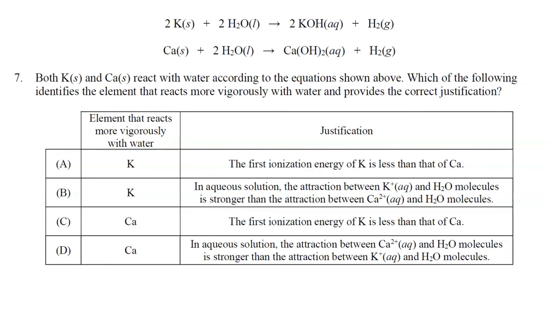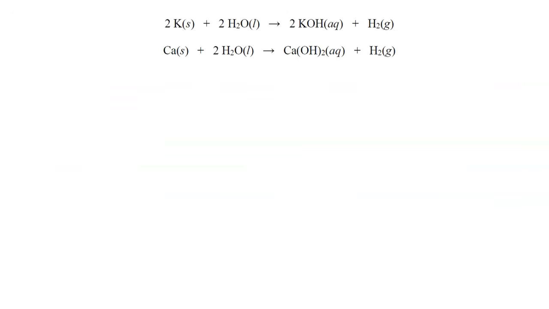So in question 7, it says both potassium and calcium react with water according to the equations shown above. Which of the following identifies the element that reacts more vigorously with water and provides the correct justification? Let's take a closer look at what happens to potassium and calcium when they react with water.